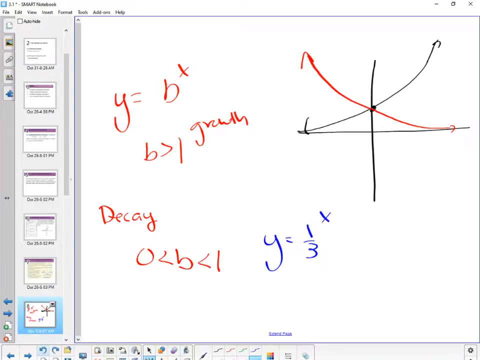The other scenario, or an equivalent equation, I should say, would be y equals 3 to the negative x. Because can I have a negative exponent? No. And the way that I fix that is by flipping the base, correct? So if I flip the base, don't I have an equivalent function there? That exponent becomes positive, but I have to flip the base, therefore making it 1/3. So those are the two ways that I can get exponential decay versus the growth.